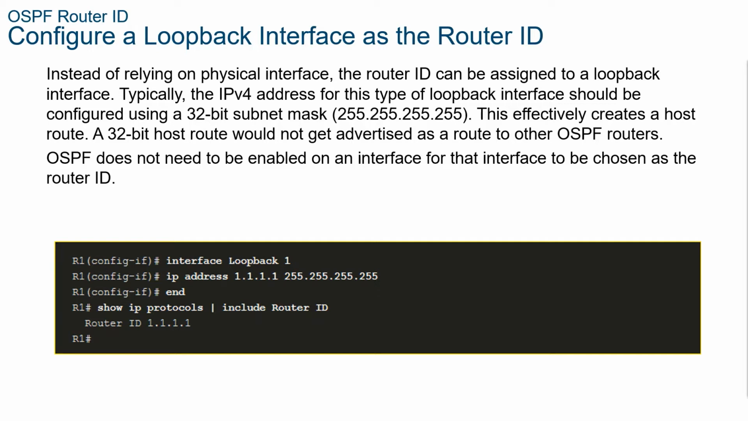Assume R1 has not yet learned a router ID. You can verify the router ID of a router using the command show ip protocols. In there, you can see the router ID. In this case, we did not manually or explicitly configure a router ID, so after we configured a loopback, that was fetched as the router ID.